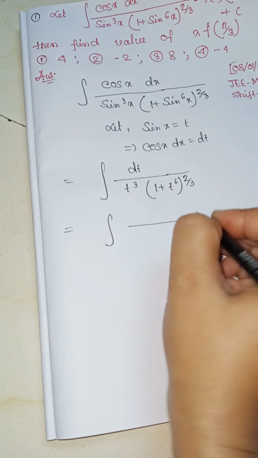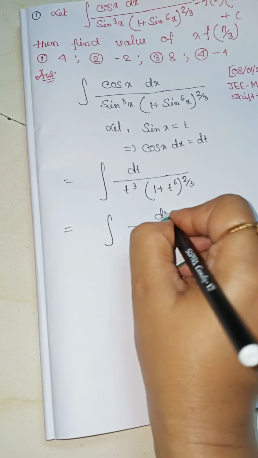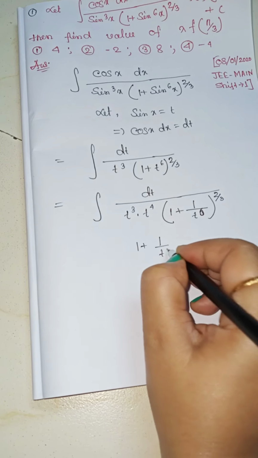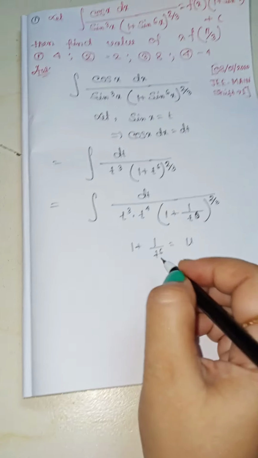Now just calculating the denominator, we get t cube into t to the power 4, and this is (1 plus 1 by t to the power 6) whole to the power 2 by 3. Once again, let 1 plus 1 by t to the power 6 be equal to u.